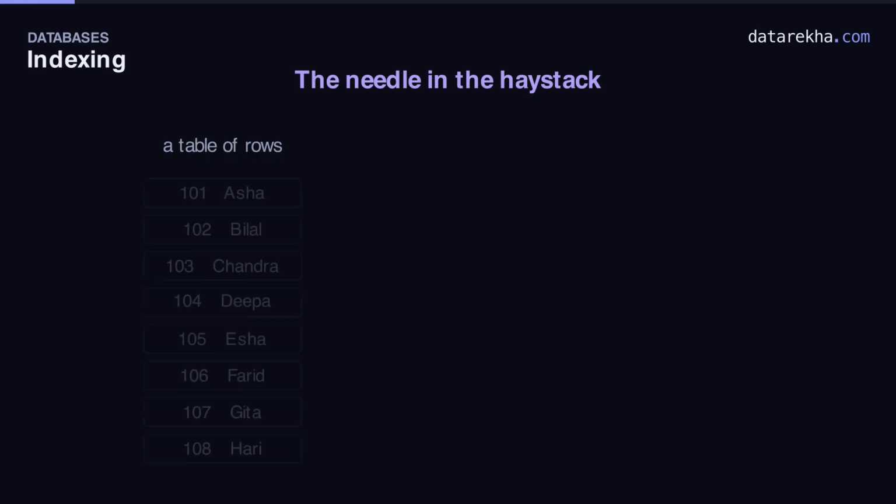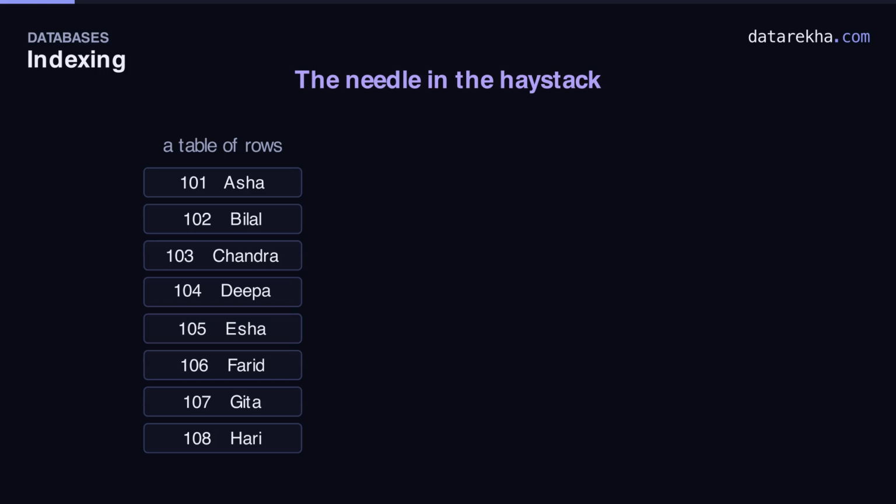Picture a table with millions of rows and a question. Find the one row for customer 107. With no help, the database can only do one thing. Start at the top and read every row until it hits the match. That is a full table scan, and it crawls, row after row. On a million row table, you might read a million rows to find one.